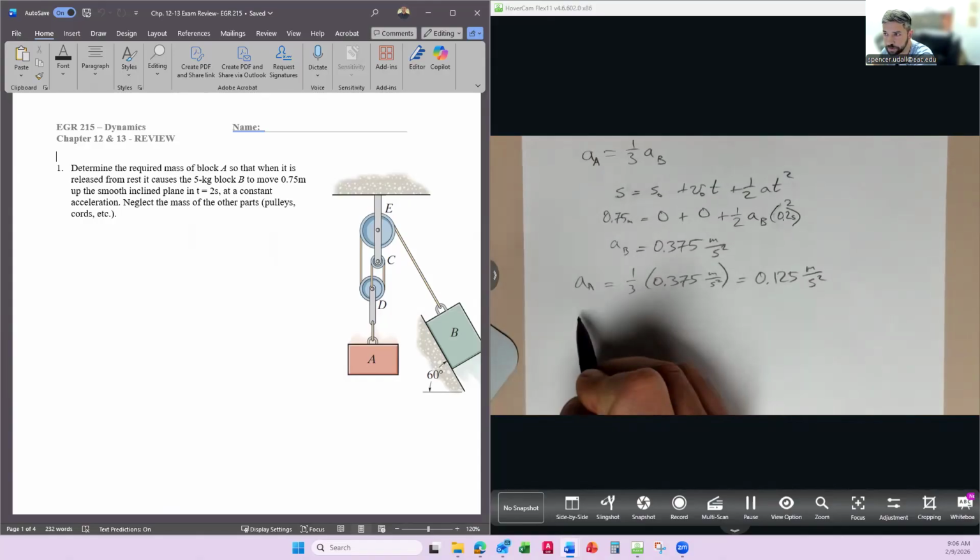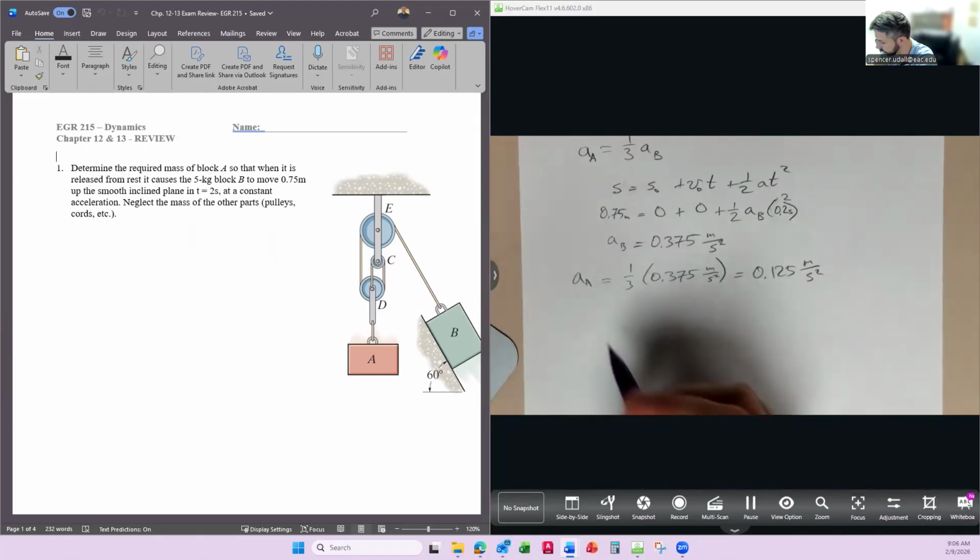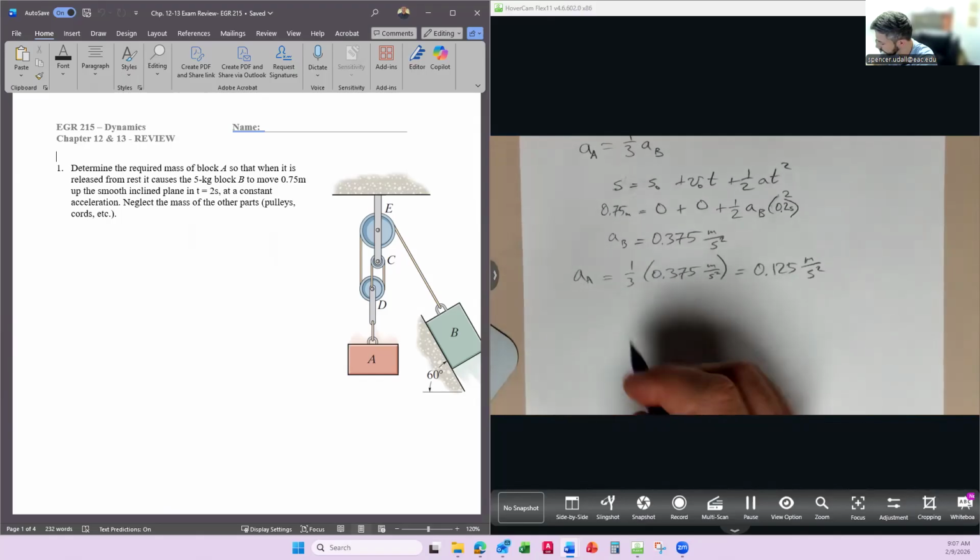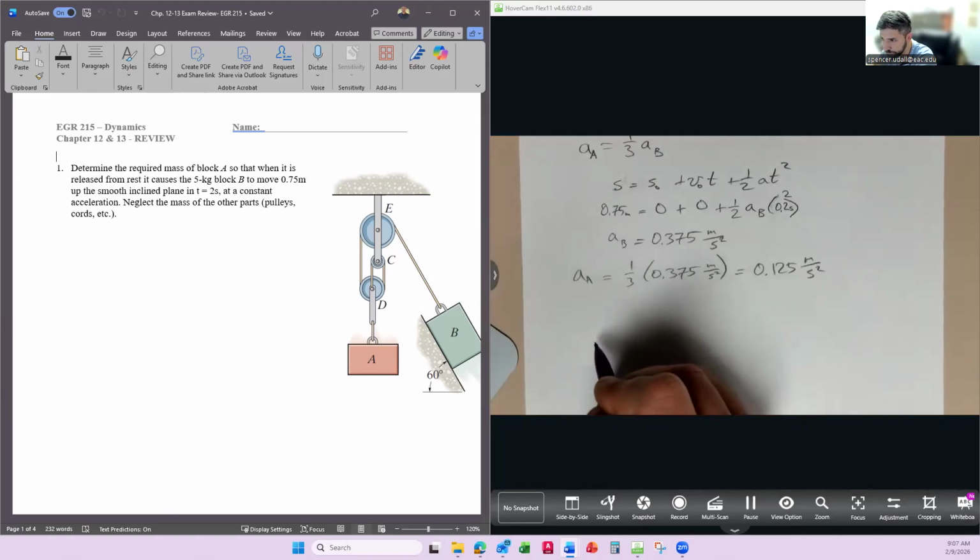Now we'll do the chapter 13, which is sum of the forces equals mass times acceleration. So if we do that, we need to come up with a free body diagram for both of them, right? Or at least for A. Trying to think what's going to be the most useful one here. Probably A if we want to solve for the mass of A, right? So let's look at A.